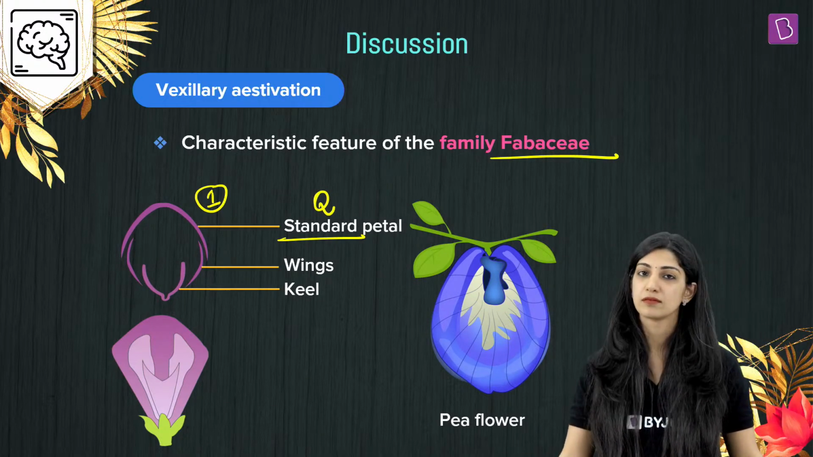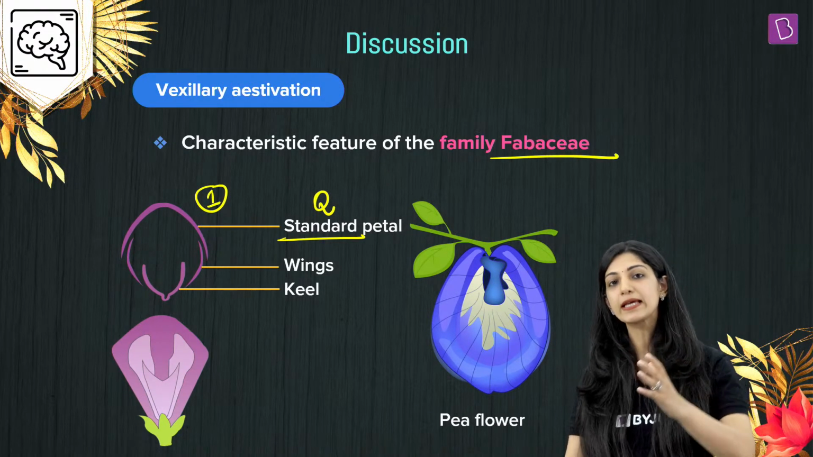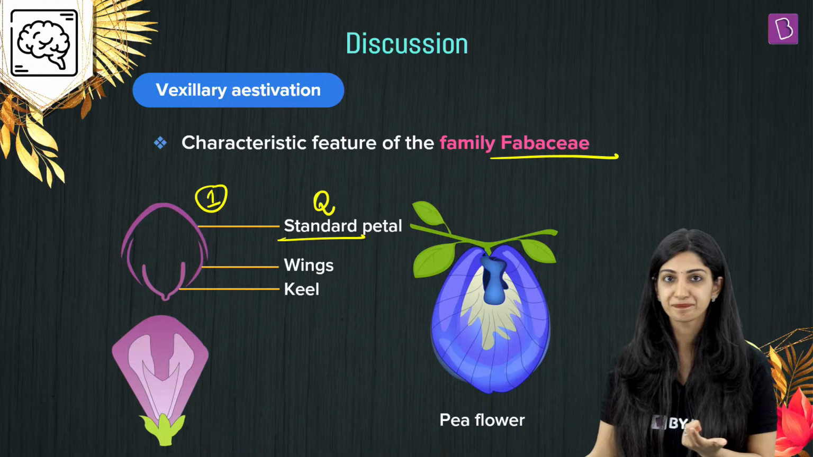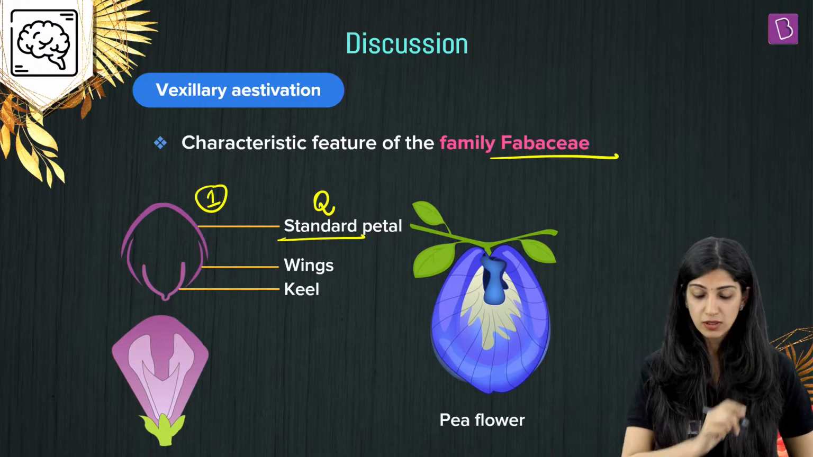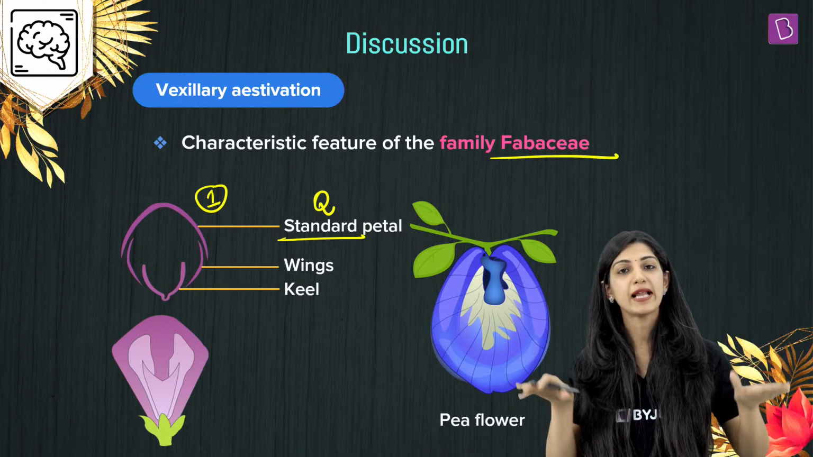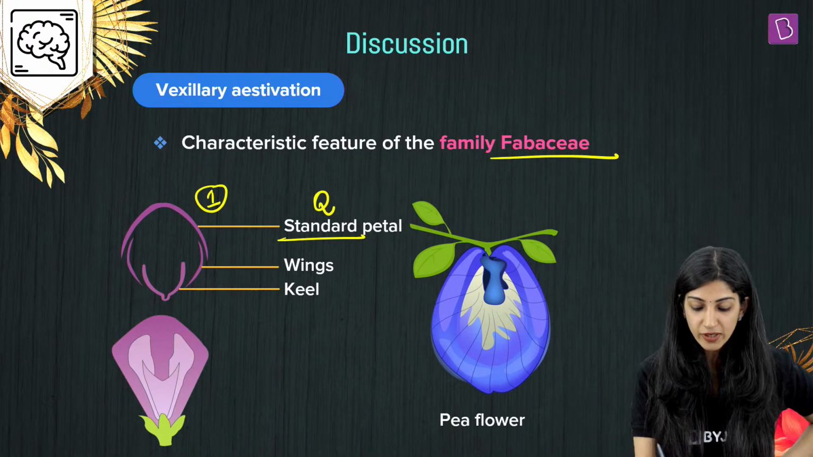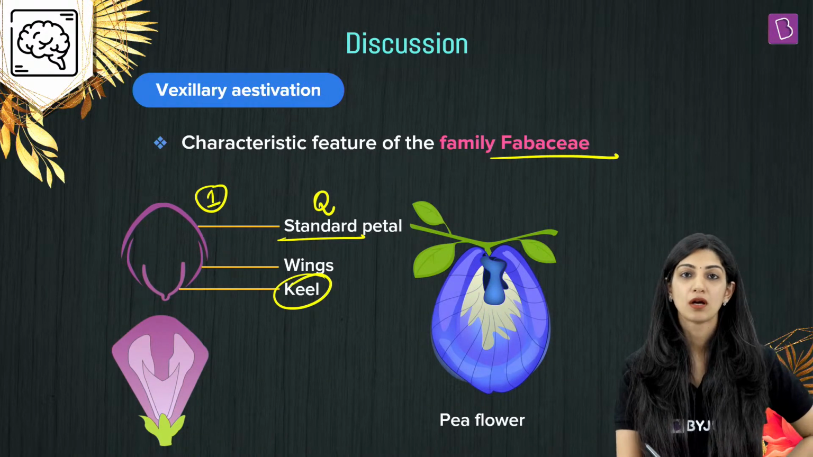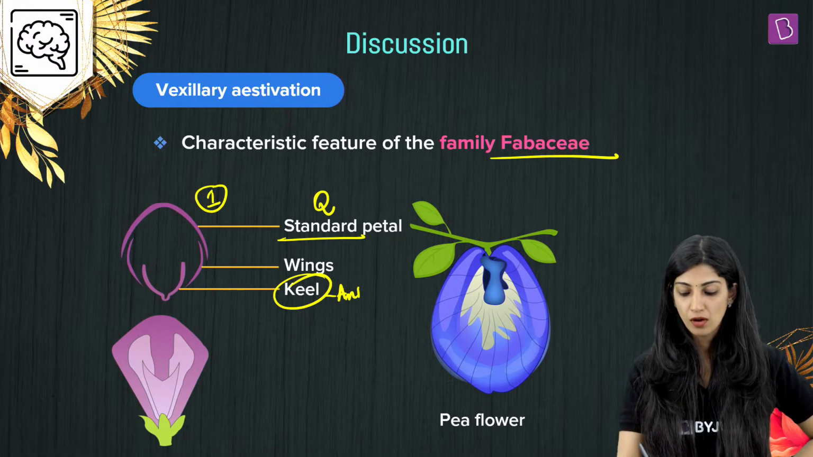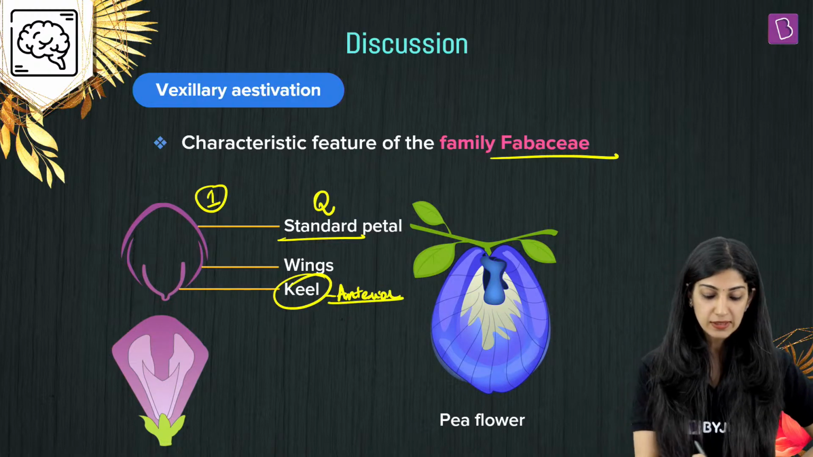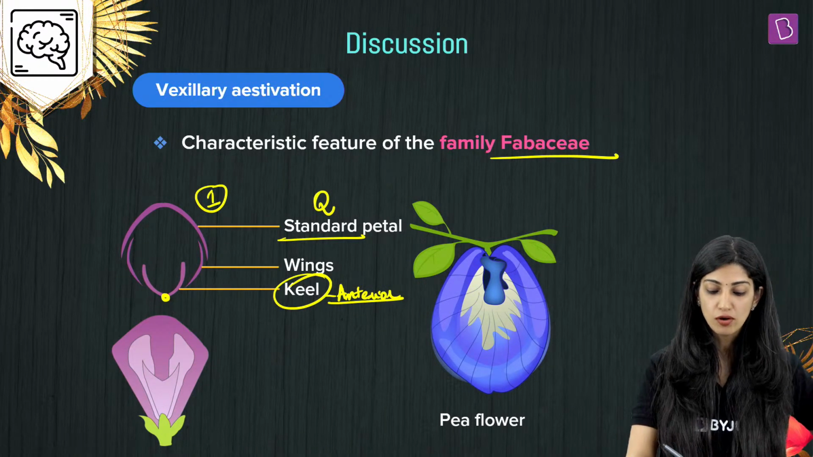Keep writing. We are taking out 10 questions out of a single question. So this is the standard, which is one petal. Then the wings. Laterally there are 2 wings. And these wings are covering the keel, the anterior petal. Now, these are 2 in number. So 1, 2, 3, 4, 5.